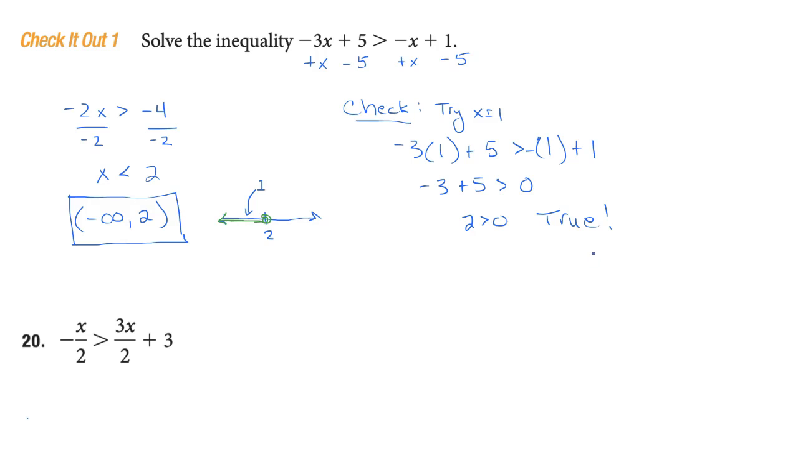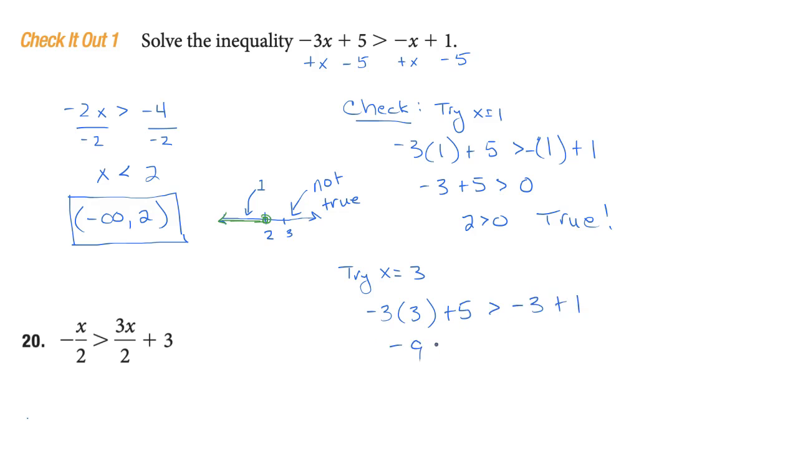I would try multiple points, the point itself, if you want to, or something to the right or left of it, and make sure. So anything over here should not be true. It should not work. So I'm just going to try 3. So 3 is right here. So I'm going to plug 3 in. Try x equals 3. So I get negative 3 times 3 plus 5 is greater than negative 3 plus 1.